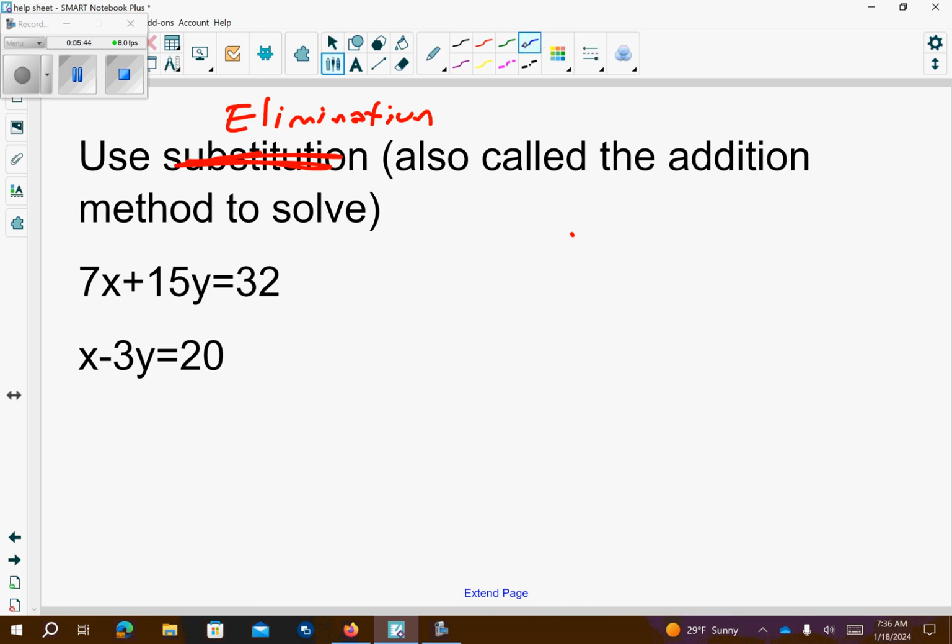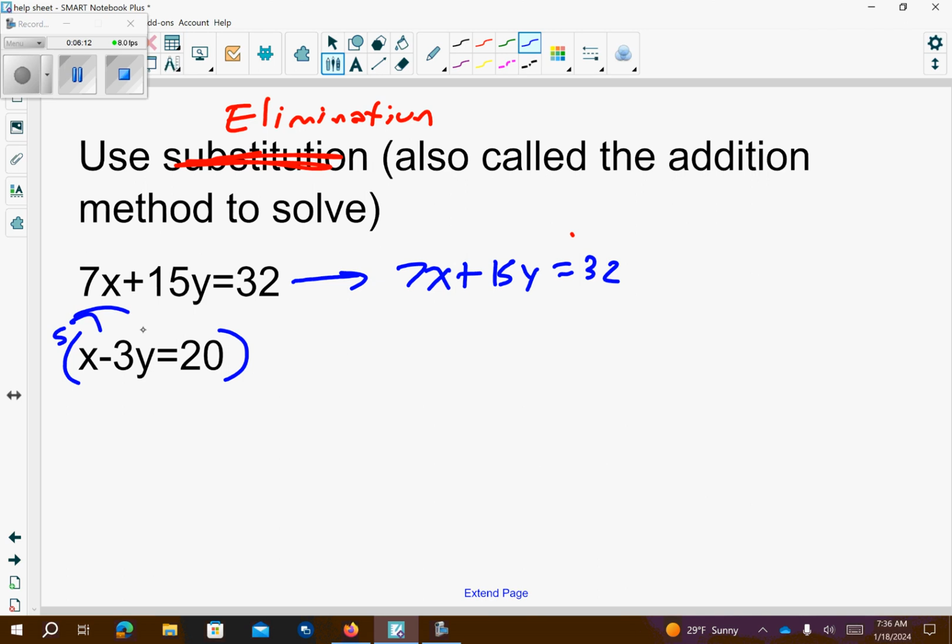So I have to now think, okay, what should I get rid of? Should I get rid of the x's or should I get rid of the y's? And it becomes your choice. I often would look at this and say I have positive x's and I have a positive and a negative y, so perhaps I could get rid of the y. So I'm going to choose to get rid of y, and I'm going to multiply this whole bottom equation by 5. The top equation does not get affected by this.